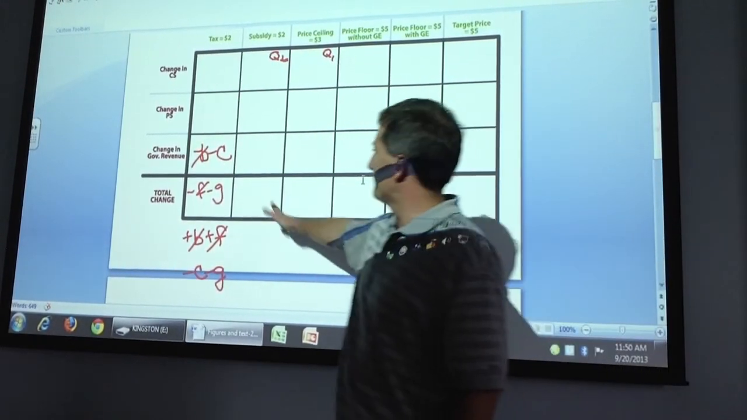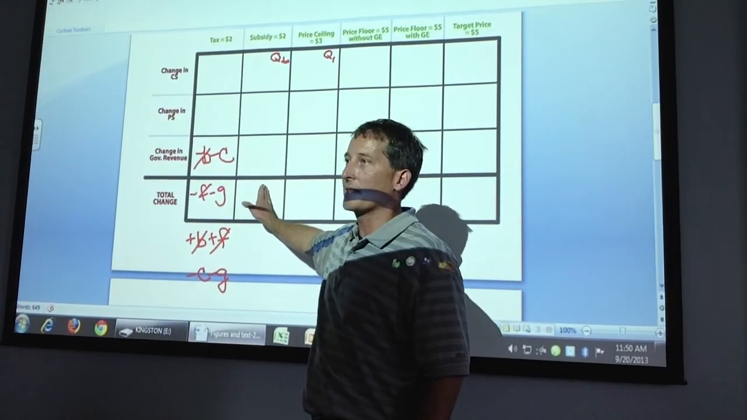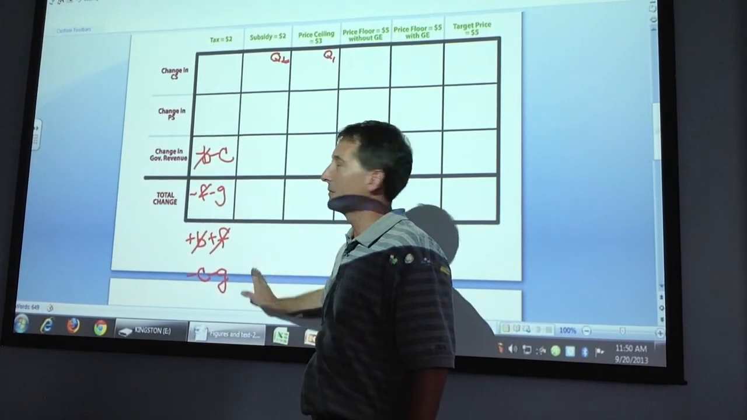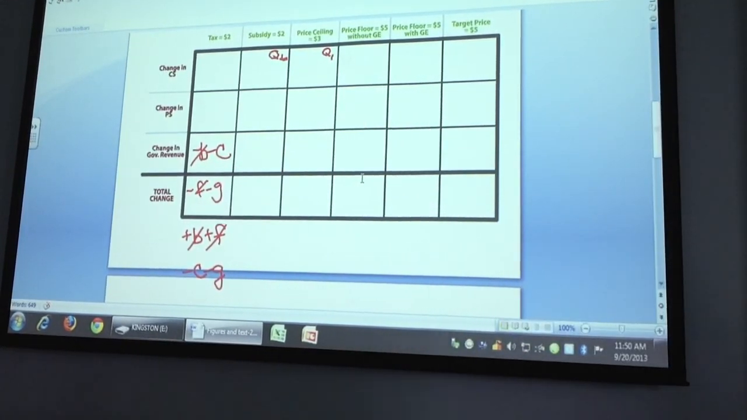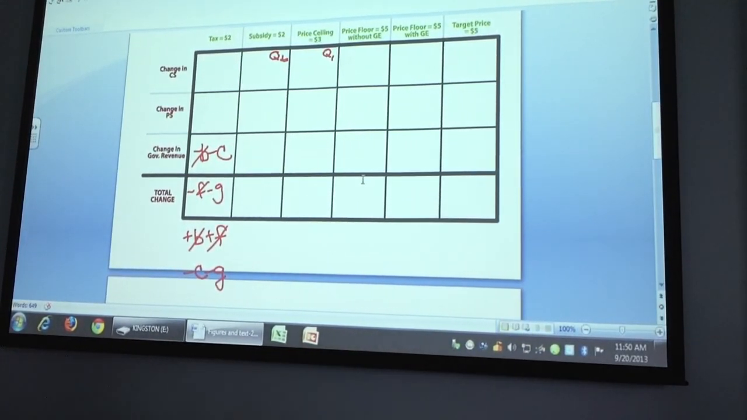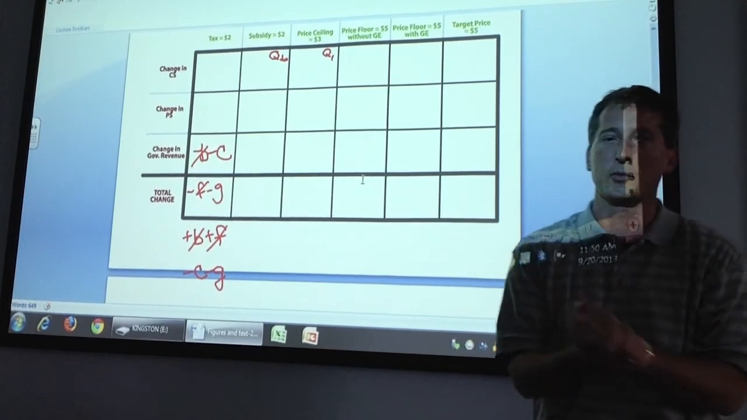So for Monday, do the subsidy here. And I think we already got one of the chapters, chapter 5, homework for Sunday, which is just consumer and producer surplus.